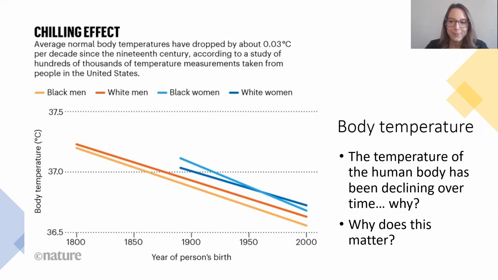The temperature of the human body has actually been declining over time. So when they first established this average temperature of the human body, it was close to 200 years ago, back in the 1800s. And since then, they've noticed that the temperature of humans has been declining over time. Any guesses for why that might be? Anyone want to throw in a guess? Why might we be cooling down?